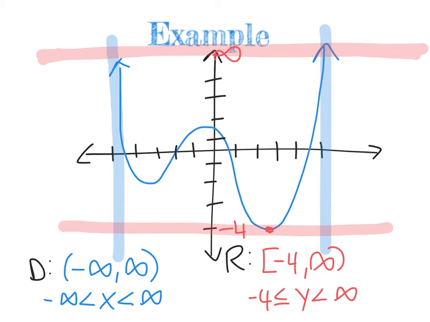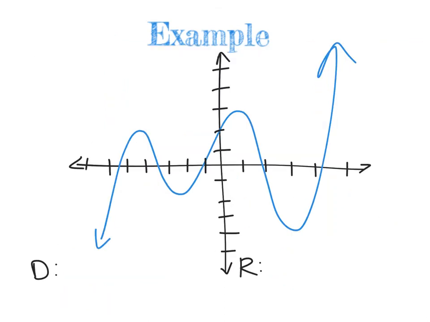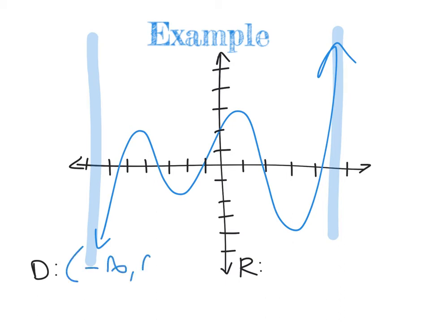Let's try another one. So for domain, let's clarify this again. Remember, domain will always include, notice how there's arrows touching the domain, which means it's going to keep going towards negative infinity and positive infinity. That's why domain will always be negative infinity, positive infinity for both, because the arrows will do that every single time. It doesn't really matter what polynomial you're dealing with. It'll always be from negative infinity to positive infinity. The range is the one that matters, the one that changes.